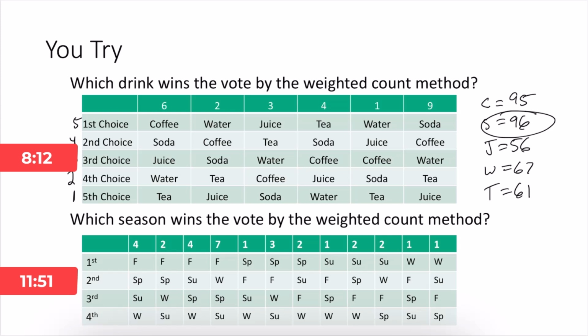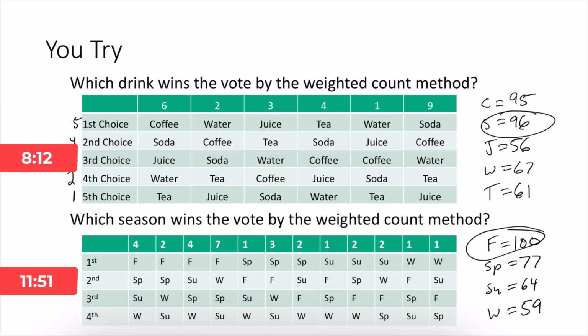And then for the next one, the weighted count for fall will be 100. The weighted count for spring will be 77. The weighted count for summer will be 64. And the weighted count for winter will be 59. And so the winner in this case would be the fall season.